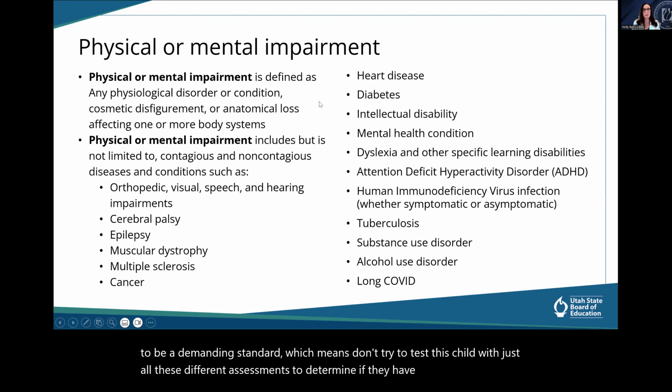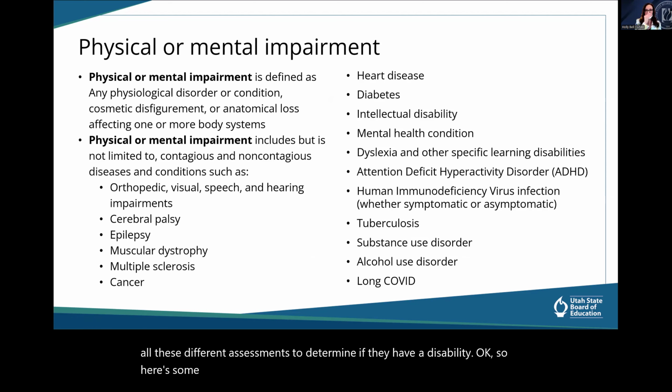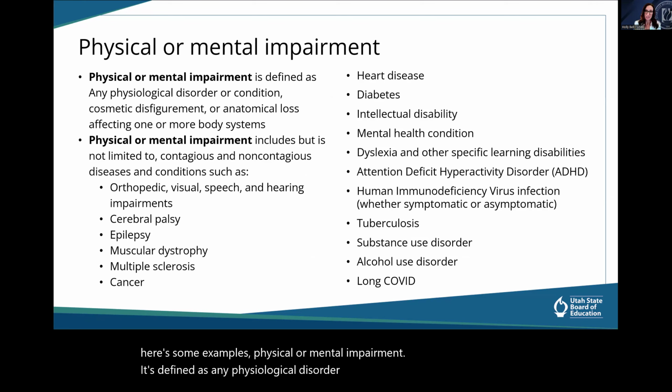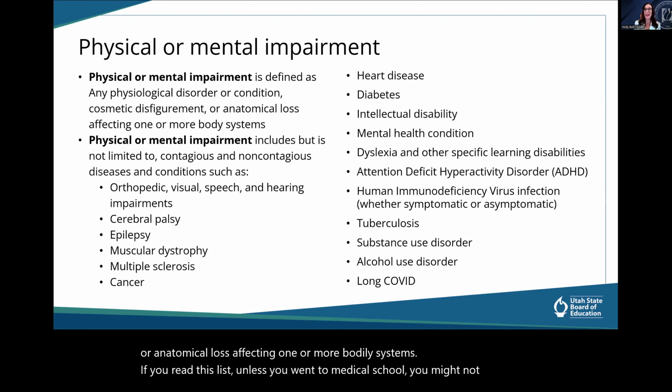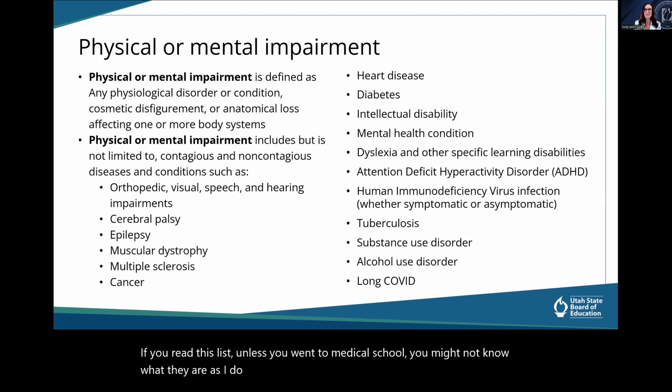Okay, so here's some examples. Physical or mental impairment. It's defined as any physiological disorder or condition, cosmetic disfigurement, or anatomical loss affecting one or more bodily systems. If you read this list, unless you went to medical school, you might not know what they are, as I do not. But some of them we do see more so in schools. We're seeing definitely some visual, speech, and hearing impairments.